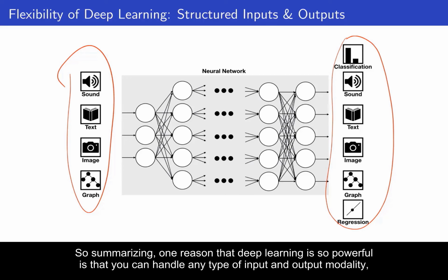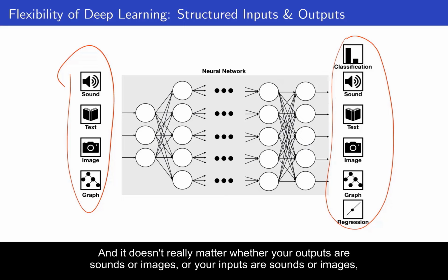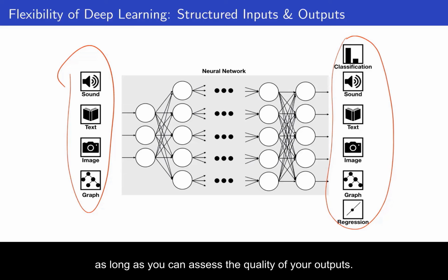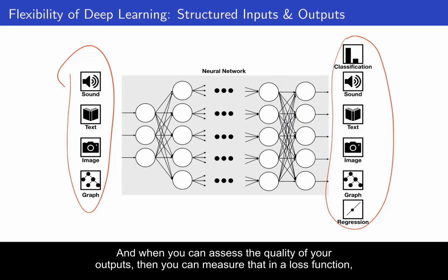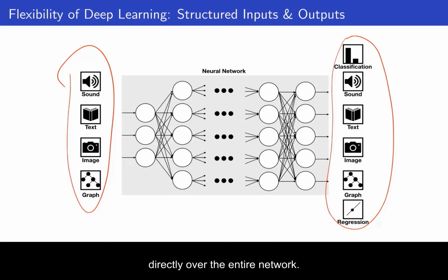So summarizing, one reason that deep learning is so powerful is that you can handle any type of input and output modality, and you just jointly optimize all the degrees of freedom with a joint loss function. And it doesn't really matter whether your outputs are sounds or images, or your inputs are sounds or images, as long as you can assess the quality of your outputs. And when you can assess the quality of your outputs, then you can measure that in a loss function, and you can optimize all the different combinations of the weights in order to optimize this quality, this loss function, directly over the entire network.